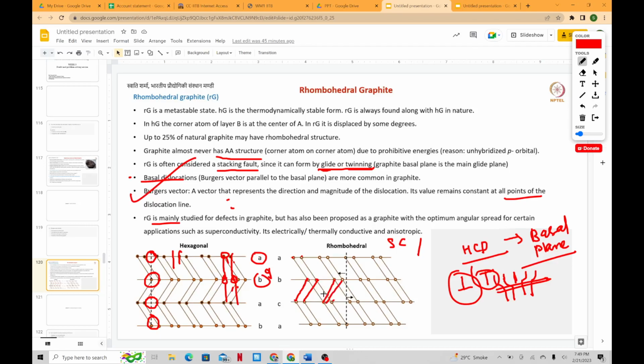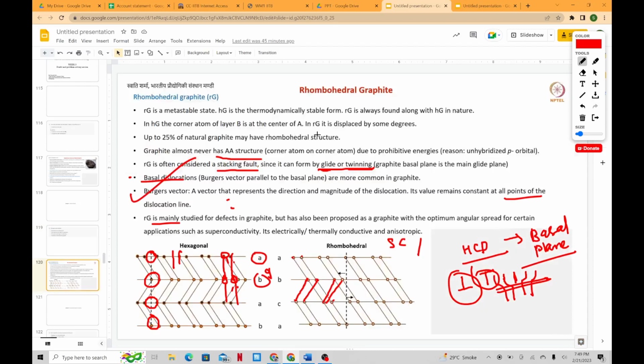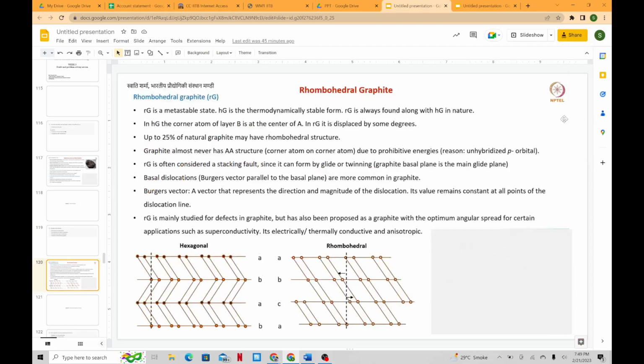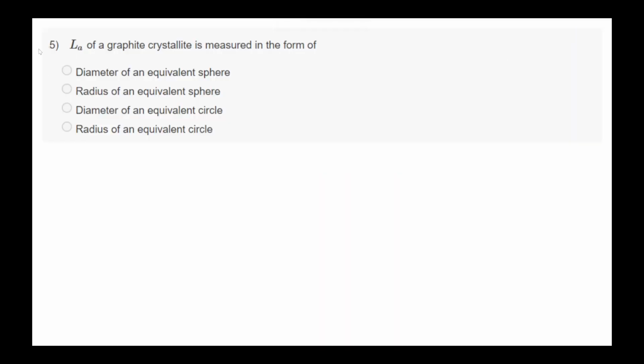So what was our question? Our question was: a Burgers vector indicates the magnitude and the angle of the dislocations. Now the question came, what is La? So La of the graphite crystallite is measured in the form of what?